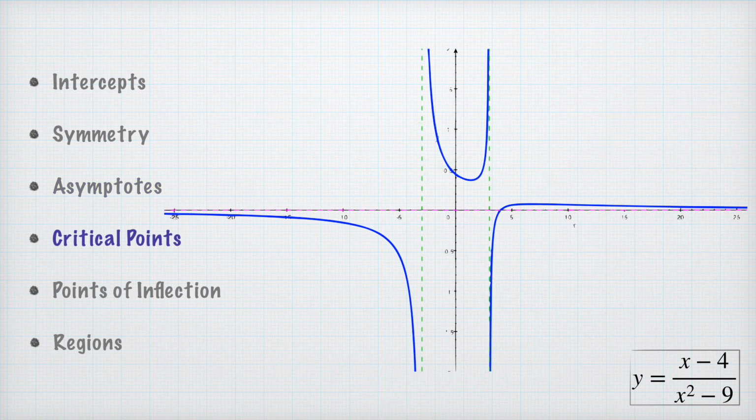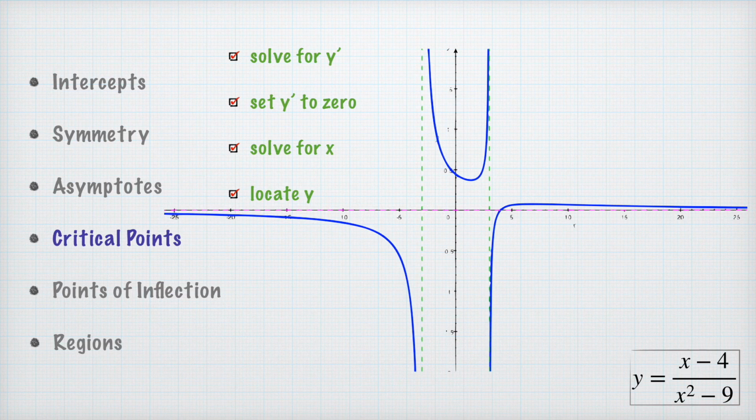The next step here is to determine the critical points. And to do that, we're going to solve for y prime, set y prime to 0, solve for the values of x, and locate the y-coordinates of the critical points. Now in this graph of the sample function, the minimum point is located here, and the maximum point is located here.